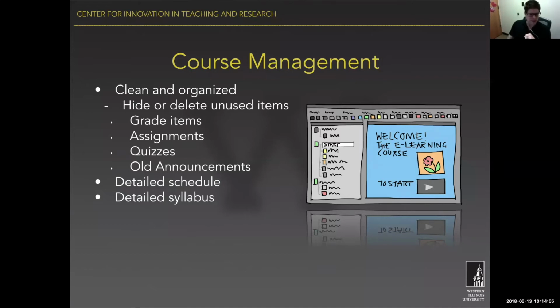One of the things I also recommend is to hide or delete unused items to prevent any further confusion. So grade items, let's say you've created a few grade items and you decided you're not going to use those. If a student goes into the grade book and sees those grade items, they're going to think, oh, this is something I've got to do at some point. I don't see it anywhere else in the syllabus. What is this? I don't get it. If you do want to keep them in the idea that you might use them later, you can hide them so the students can't see them.